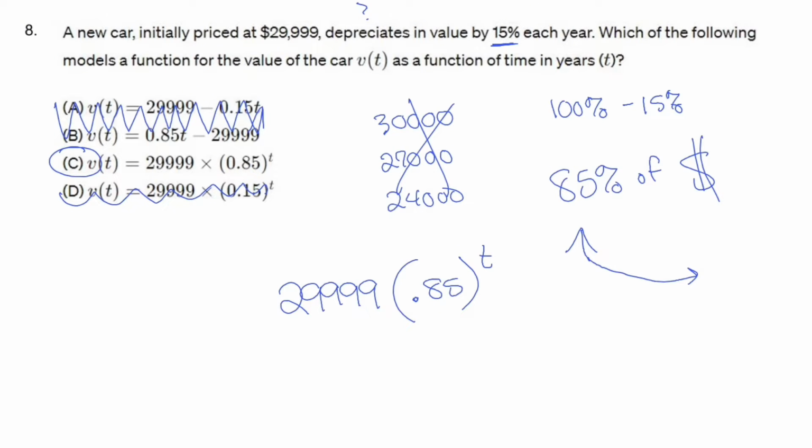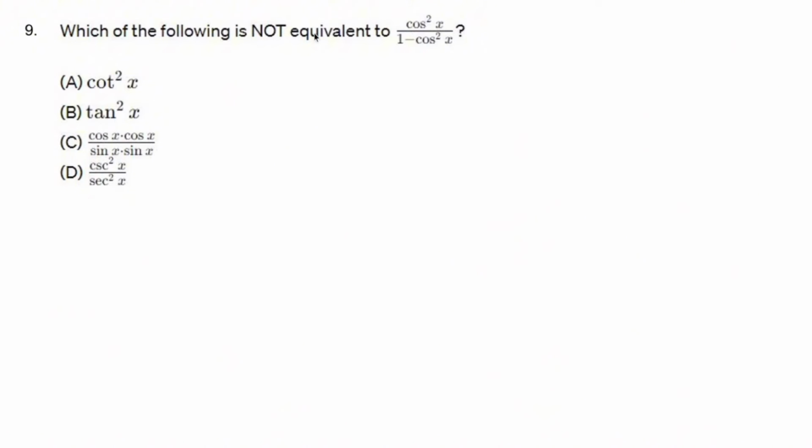Hope this helps. Which of the following is not equivalent to cos squared x over 1 minus cos squared x? So we want the lie. So 3 of these are correct. 1 of these is not. Whenever you see a cos squared or a sine squared or a tan squared or anything squared, you want to think those Pythagorean identities. If I have cos squared x, I am thinking the Pythagorean identity that says sine squared x plus cos squared x equals 1.